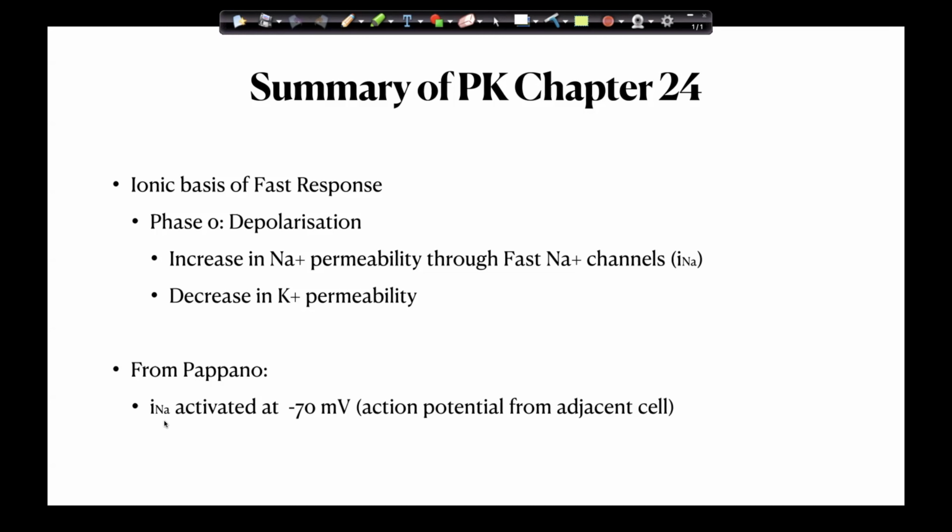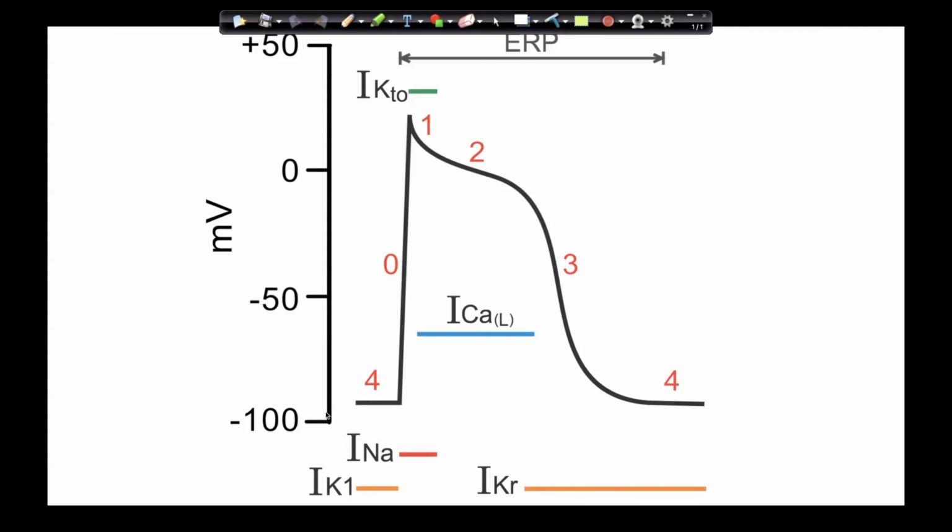And from Pappano, it says that the fast sodium channels are activated at minus 70 millivolts. And they're activated because of the action potential from the adjacent cell, so that you get the propagated action potential, which brings the resting membrane potential from minus 90 to the threshold potential of minus 70, which causes these sodium channels to activate and cause rapid depolarization. So we'll have minus 90, and then minus 70 is the other number that we need to remember. Okay, minus 70.